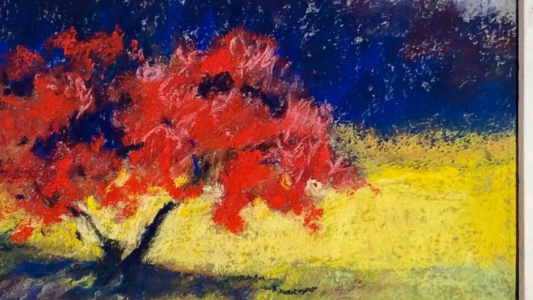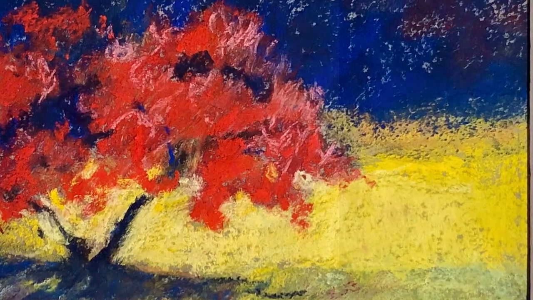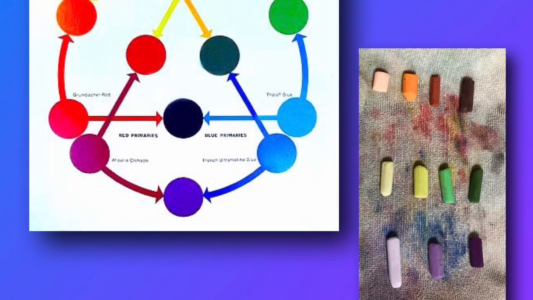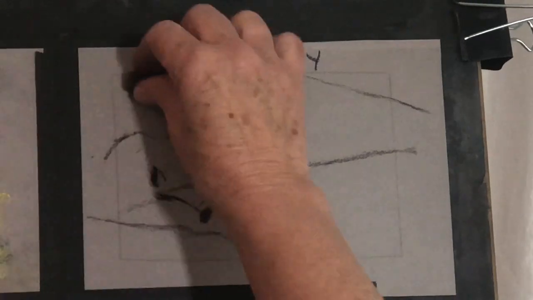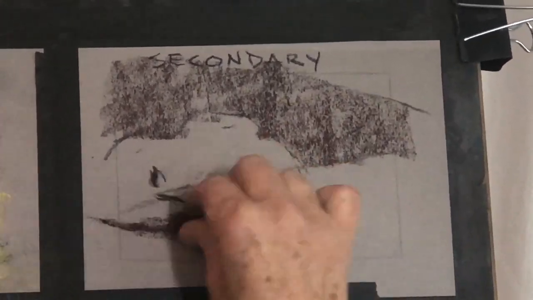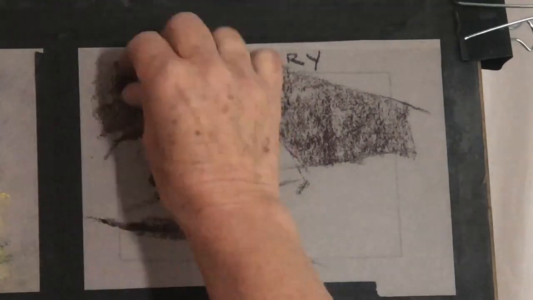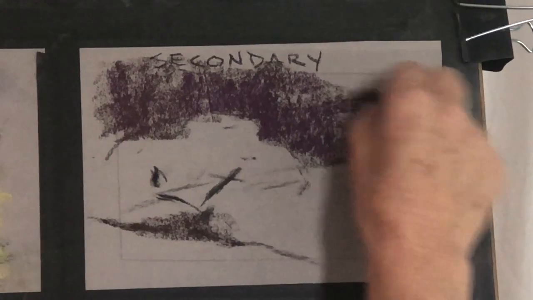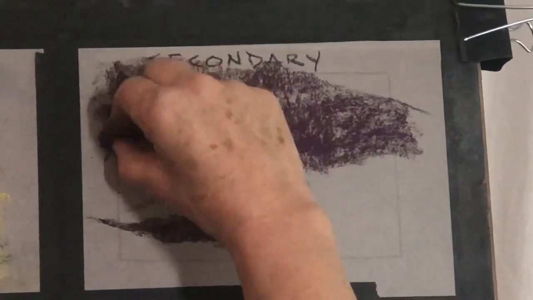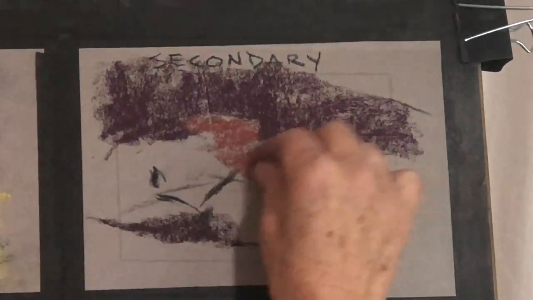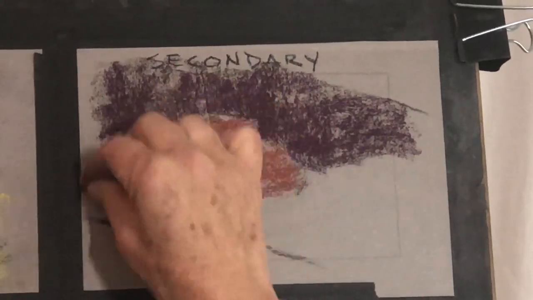Here is the final sketch of that one, and now I'm ready to move on to my secondary colors. And you see the orange, green, and purple here with their tints and shades as well. Beginning by throwing in that dark purple in the background. Just kind of tried to show you the color there. And again, working with the secondary colors. The secondary colors are a combination of the primaries.